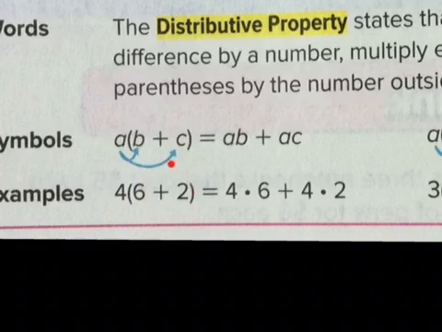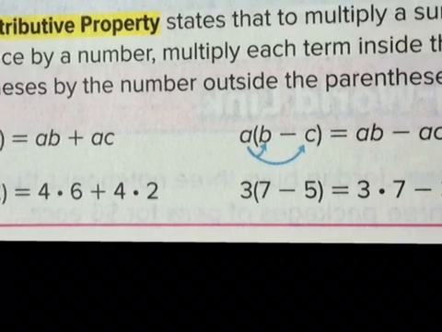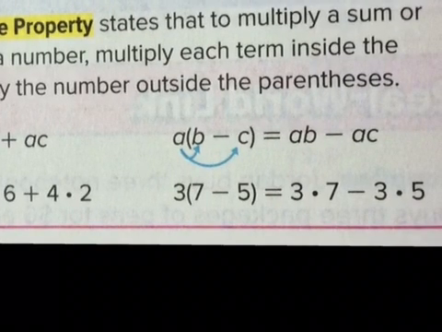Or if we were to do it here, 4 times 6 is 24, and 4 times 2 is 8. So we would have, in total, 32 right there. Okay, that's what we mean by that. You could also do it with subtraction, okay? It's 3 times 7 is 21. 3 times 5 is, at this point, negative 15. So we have 21 minus 15.